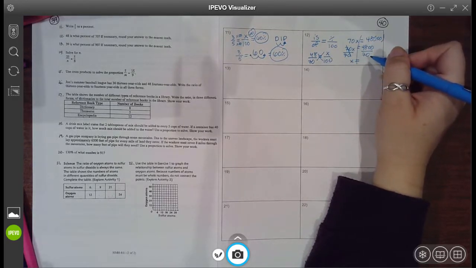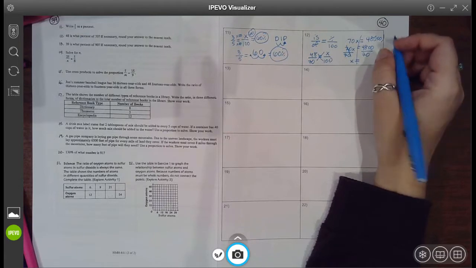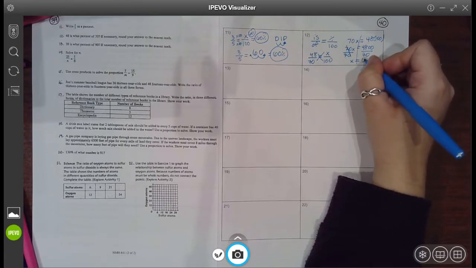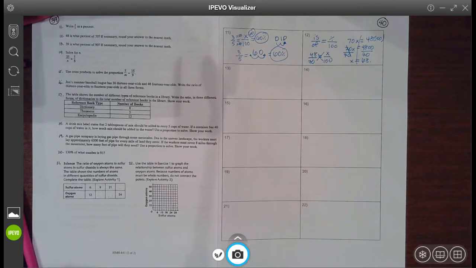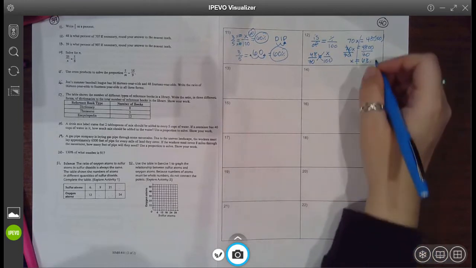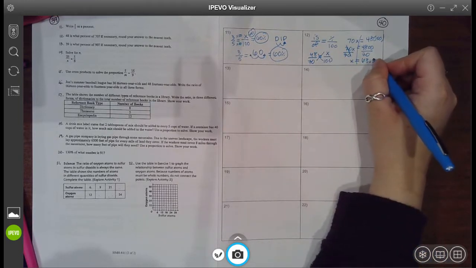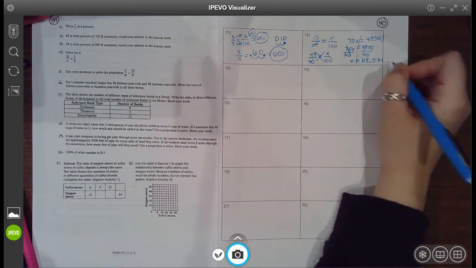I can do that as long as I divide the other side by 70 as well. So for 4,800 divided by 70, if you type that in, you get 68.571. It keeps going and going.